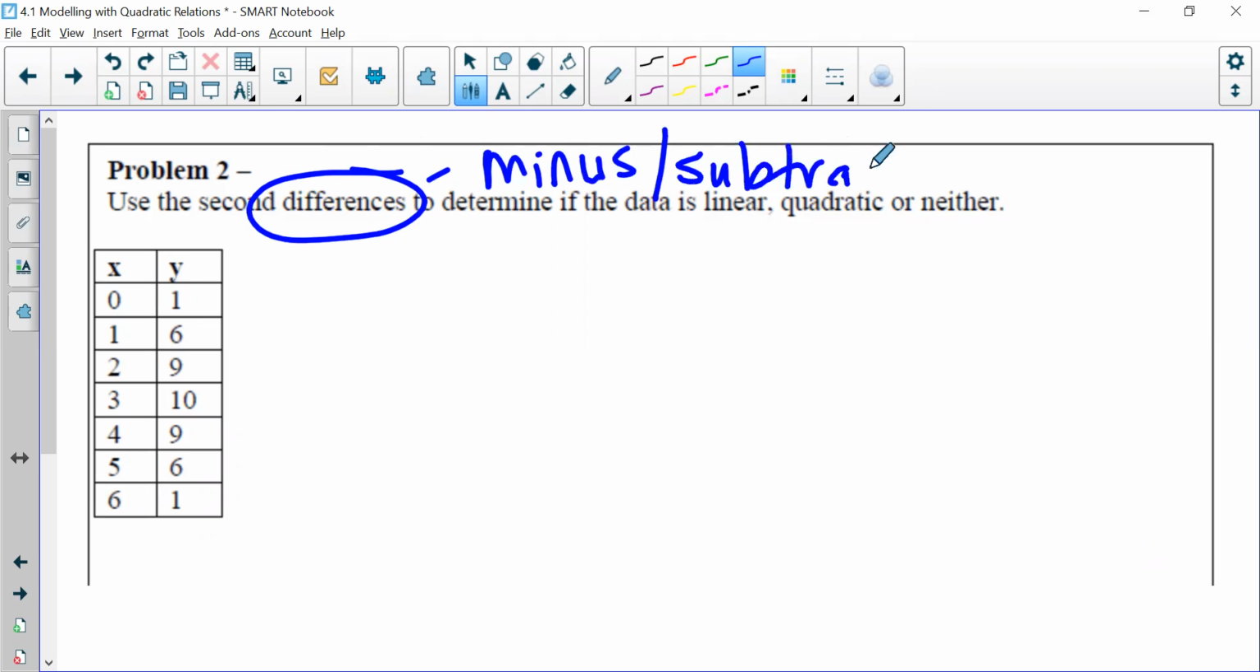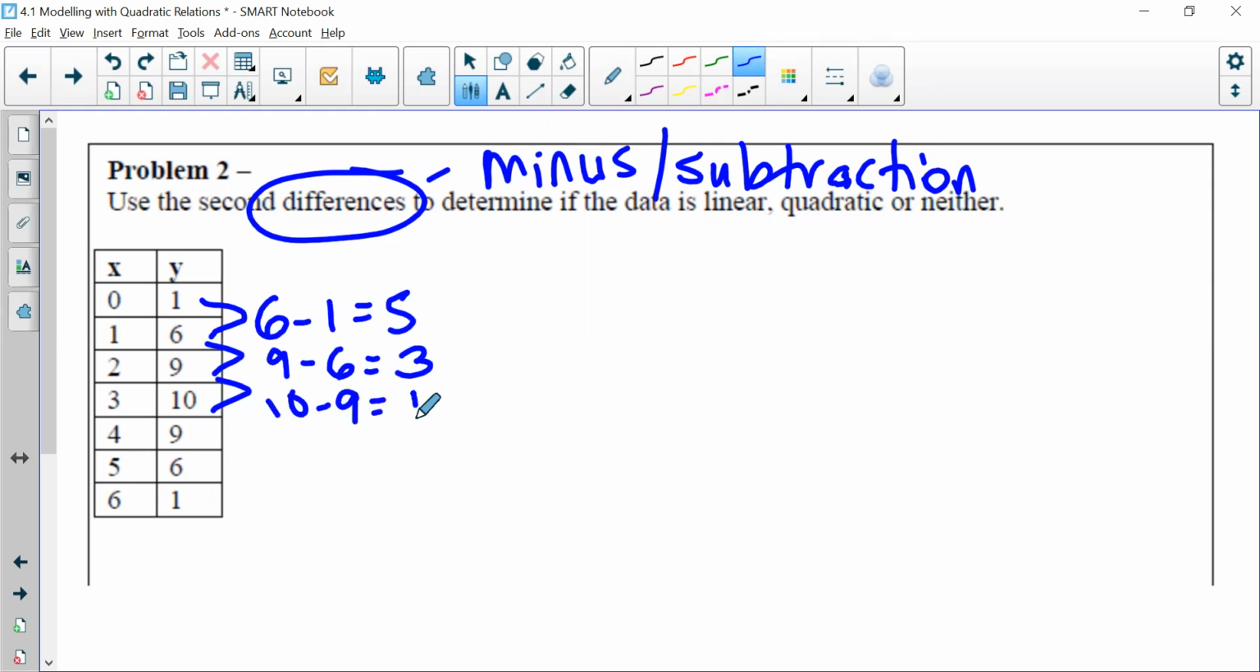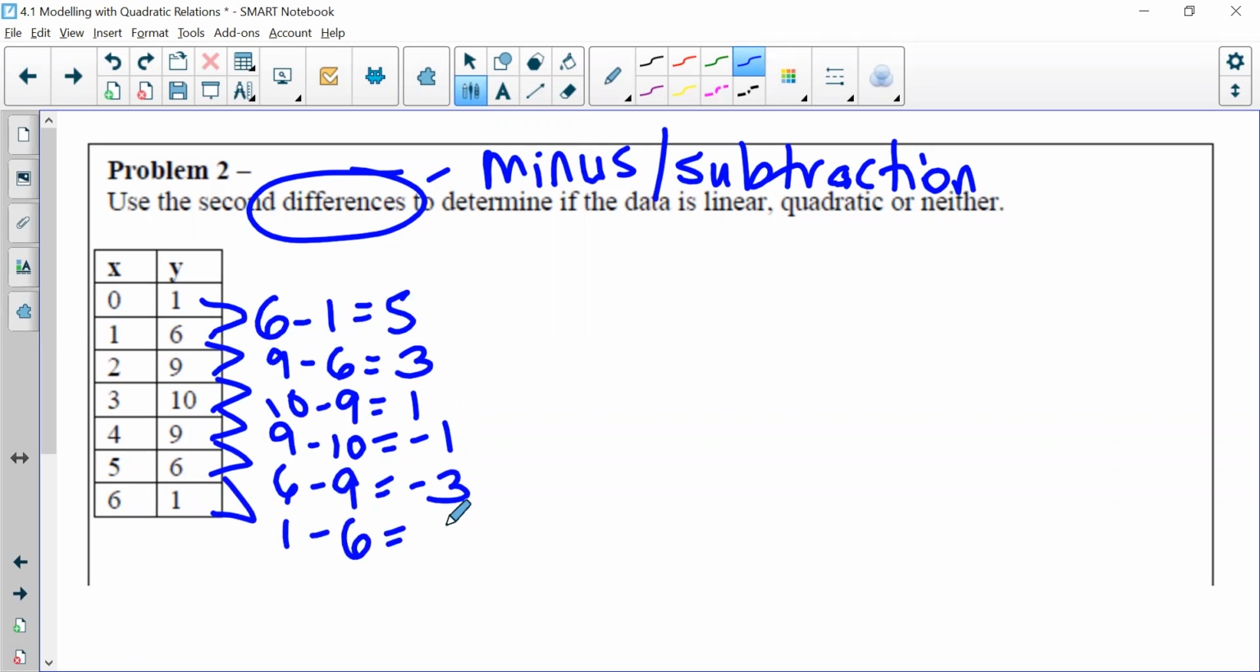When you're trying to figure out the difference between the numbers, all you're doing is subtraction. So what is 6 take away 1? 5. Good. What is 9 take away 6? 3. What is 10 take away 9? 1. What is 9 take away 10? -1. Now we're going in the negatives. What's 6 take away 9? -3. Good. And what's 1 take away 6? -5. Perfect.